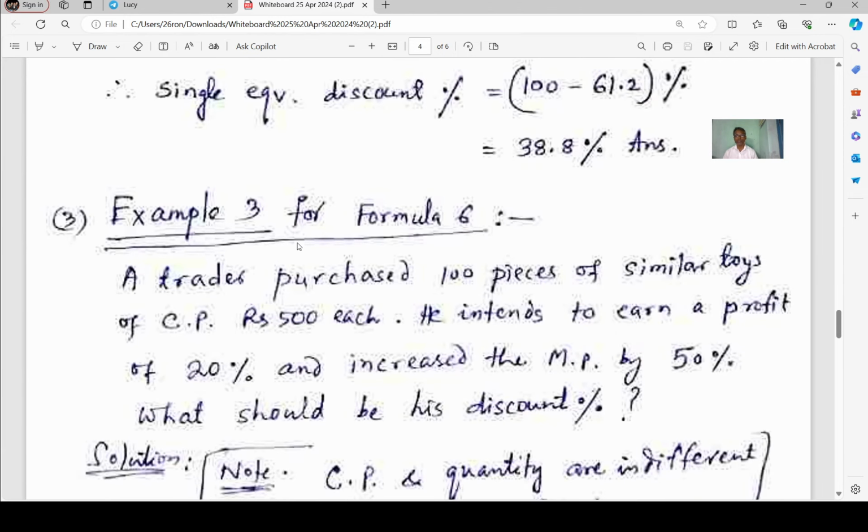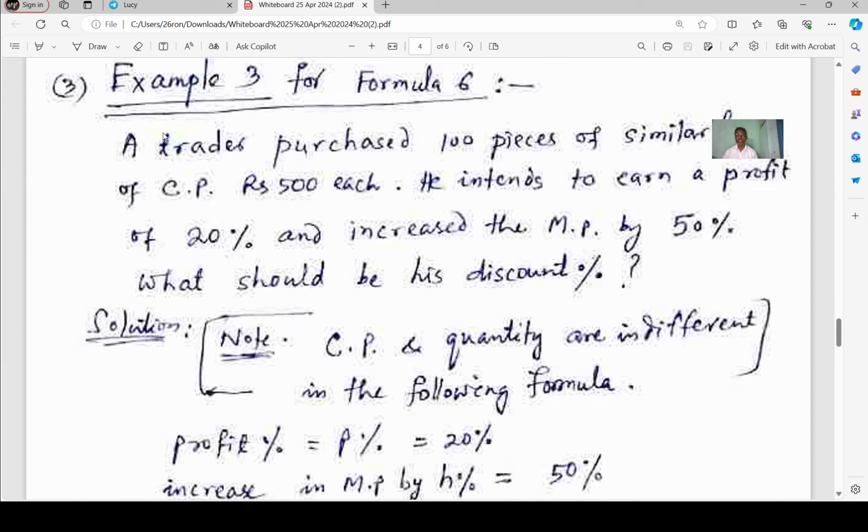Example 3 for formula 6. A trader purchased 100 pieces of similar toys of cost price 500 rupees each. He intends to earn a profit of 20% and increased the market price by 50%. What should be his discount percent? Note, cost price and quantity are indifferent in the formula.